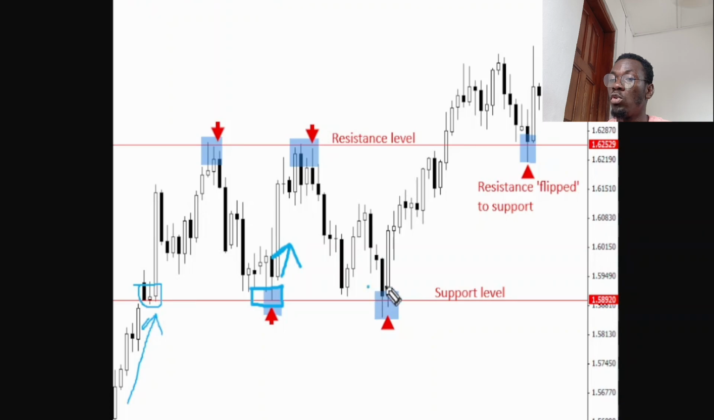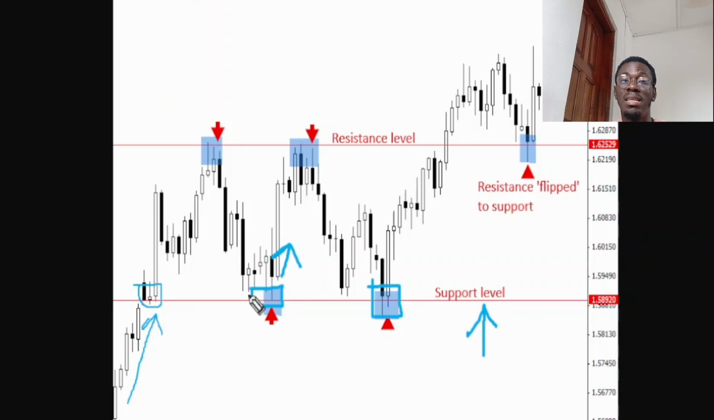And you can see this one also is a valid touch to the upside. So the area where price has been resting a couple of times is what we call the support level. That is where we look to take our buy straight to the upside, because anytime price comes there, there is a buy to the upside. That's what we call support.